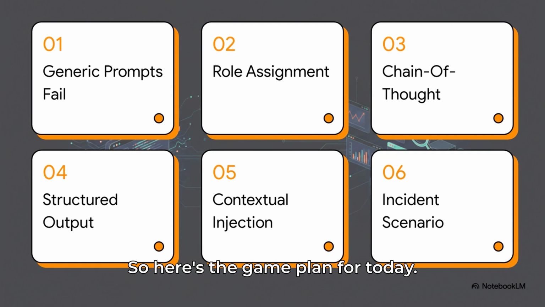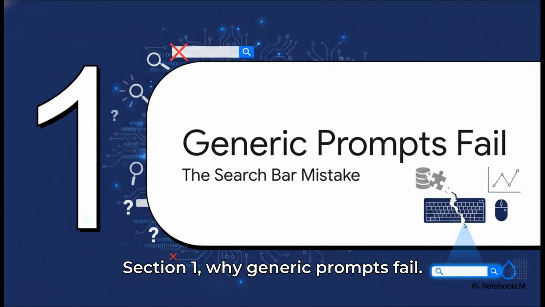So here's the game plan for today. First, why generic prompts fail. Then we'll hit our 4 core techniques: role assignment, chain of thought, structured output, and contextual injection. Finally, we'll tie it all together with a real-world scenario, a payment timeout incident. Let's get into it. Section 1, why generic prompts fail.